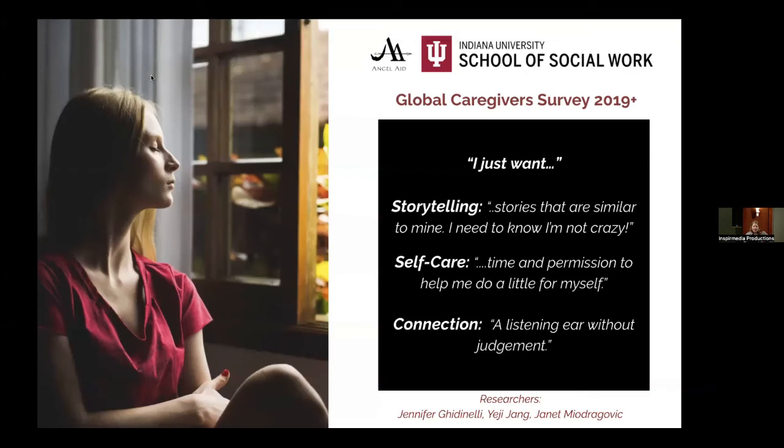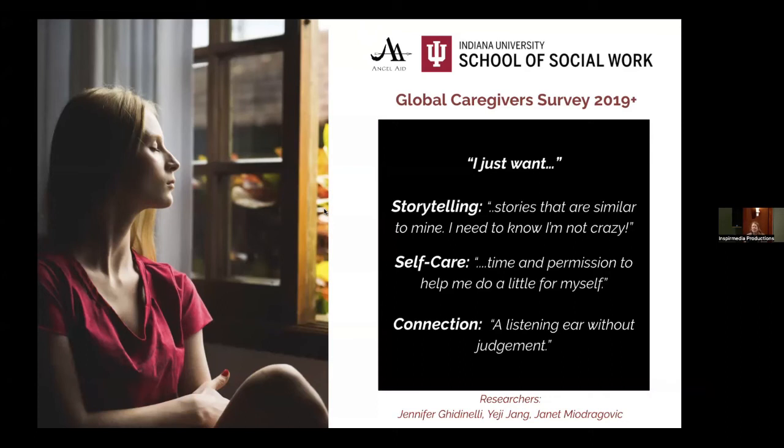So as we've done this work, what we've really seen when we talk to folks in a global survey that we did a couple of years ago, that when we talk to rare families, what comes up is that we need to see stories that are similar to mine. I need to know and to be able to feel that I'm not crazy, right? That folks need time and permission to do a little bit for myself. When you are consumed with caring for another, sometimes we need permission. We need someone to say, it's okay, you can care for yourself in connection, a listening ear without judgment.